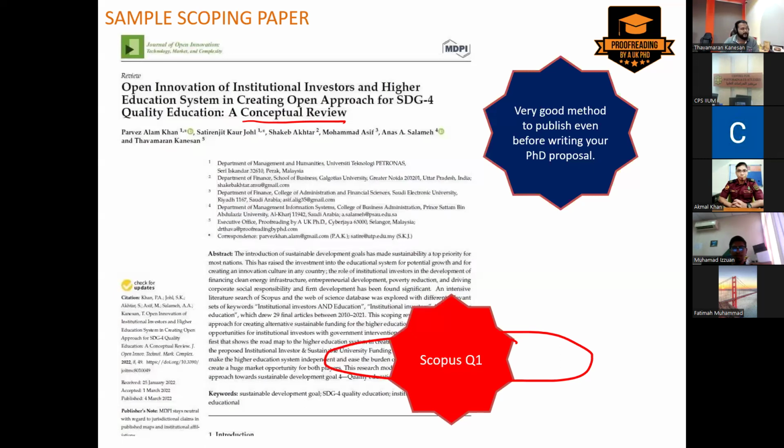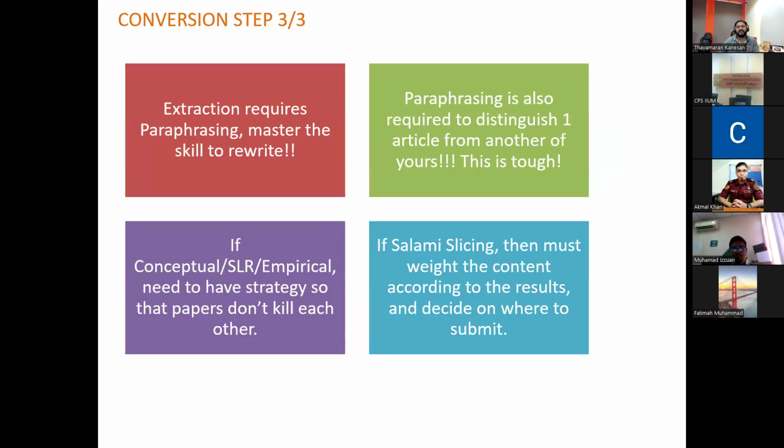All right. Now, conversion step 3 of 3. Extraction requires paraphrasing skill. You need to master the skill to rewrite, because you're going to rewrite based on every single chapter or every single paper that you extract from the chapters. They have to look different. Paraphrase is to distinguish one article of yours from another. Don't use Quillbot, don't use ChatGPT to paraphrase. You need to learn to paraphrase on your own, because you don't want to change any context, insert fake information, or get flagged by Turnitin AI.